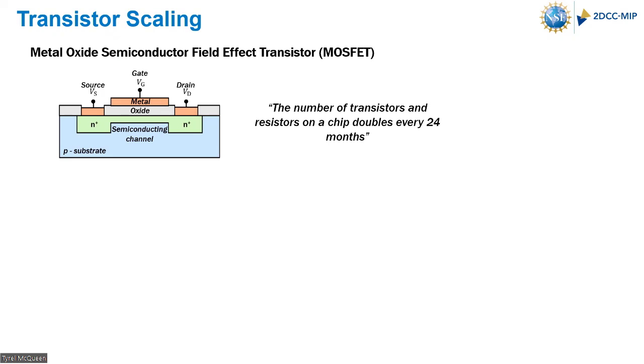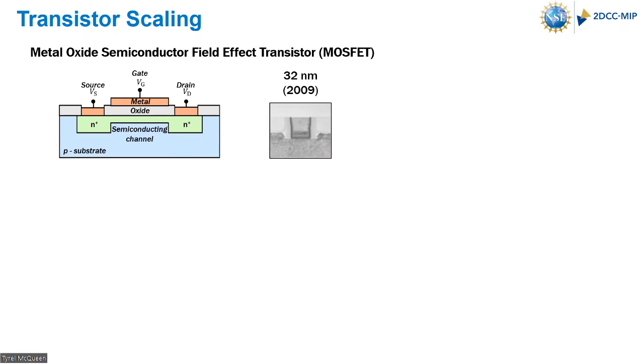And you're probably all very aware of Moore's law, right? So Moore's law says that the number of transistors and resistors on a chip doubles every 24 months. And Moore's law has driven the semiconductor roadmap for decades, right? So it's the scaling law that's been used for these planar MOSFET devices. So this is a cross-section image of a planar MOSFET, right? Here we have the source and the drain and the gate, right?